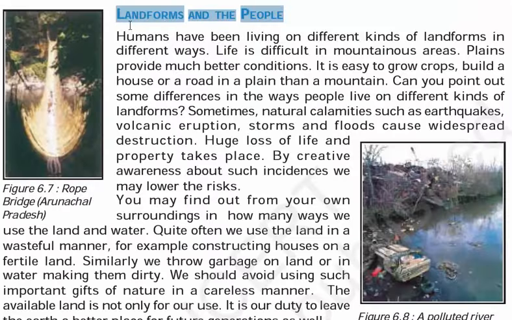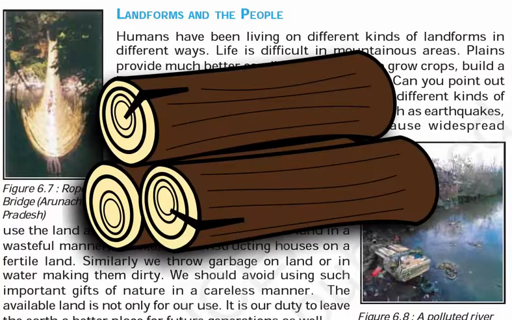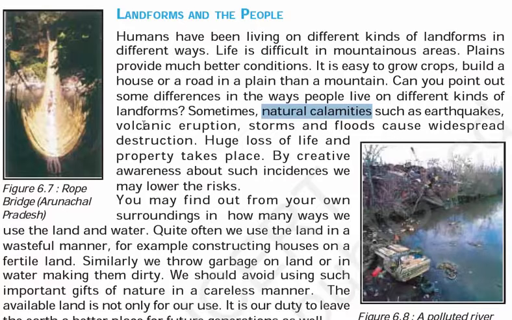Now page 6 talks about landforms and the people. Humans are living on different kinds of landforms in different ways. Life is difficult in mountainous areas. A lot of natural calamities such as earthquakes, volcanic eruptions, storms and floods cause widespread destruction. That's why you must have heard, right? When you stay in a hilly area, the houses are to be built with wood and not with concrete, because that place is at risk of earthquakes or any kind of natural calamity, and it would be very difficult. So you can see the fine example of Uttarakhand.